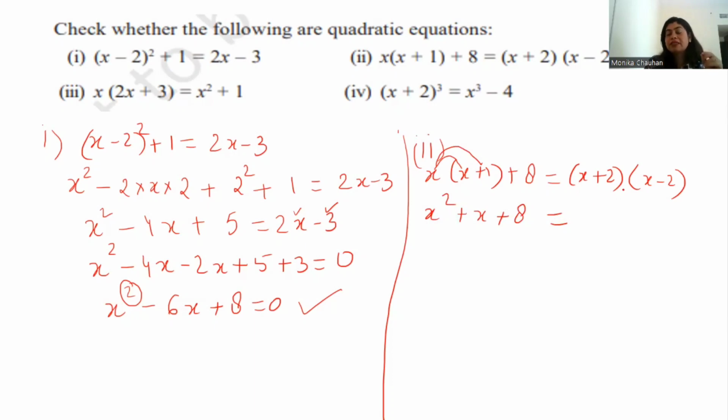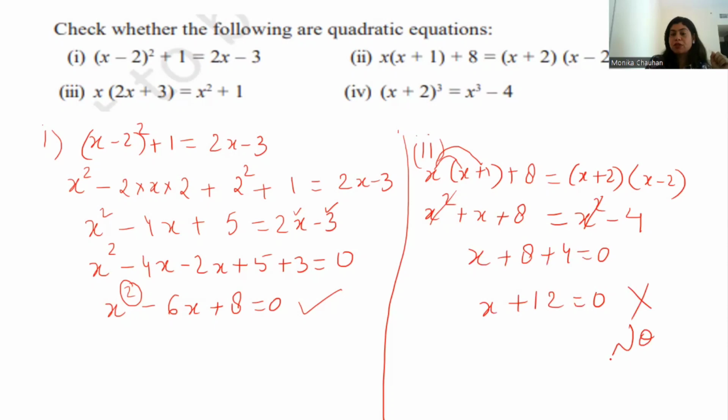Now, on the right-hand side, it is (a plus b)(a minus b). Again, this is your algebraic identity. And how do you do that? (a plus b)(a minus b) is a square minus b square. So it is x square minus 2 square, which is 4. So x square and x square cancel out. When you bring them together, it becomes plus 4. So what you're left with is x plus 8 plus 4 is equal to 0. X plus 12. Do you think it is a quadratic equation? The answer is no, it is not. There is no x square in it, right?